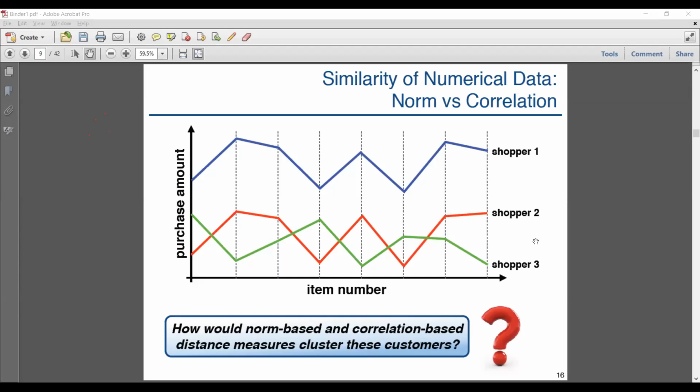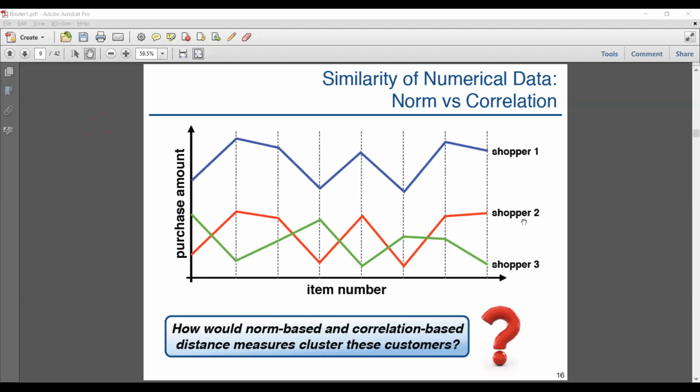So again, it's going to depend on what exactly you want as the output. उसके ऊपर depend करेगा कि आप कौन सा distance measure use करते हैं. For example, if you were to segment in terms of the high value customers and low value customers, norm-based distance measures would be the way to go, because in that case you would be expecting कि shopper 2 और shopper 3 relatively low value customers हैं and shopper 1 is high value customer. तो अब ये दोनों ज़्यादा similar होंगे.